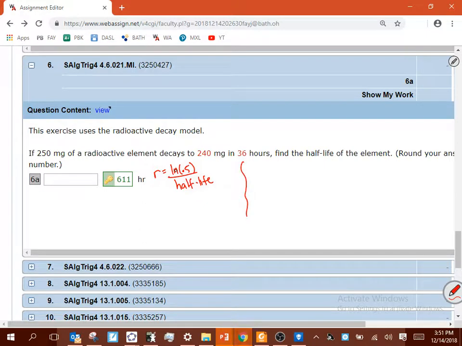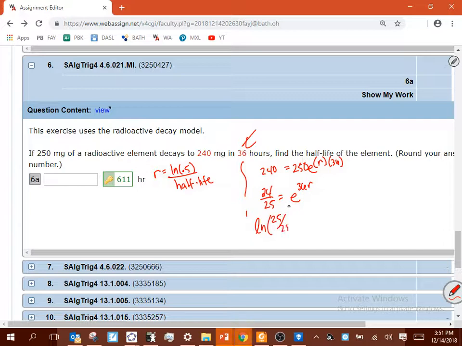But let's kind of work over here. Let's say 250 is going to go down to 240. Now R I don't know, but t I do know. It's going to take 36 hours. So now I'll have 250, divide both sides by 250, so I'll get 240 over 250, or 24 over 25, is equal to e to the 36R. Hopefully you can see right now where I'm going to go with this.